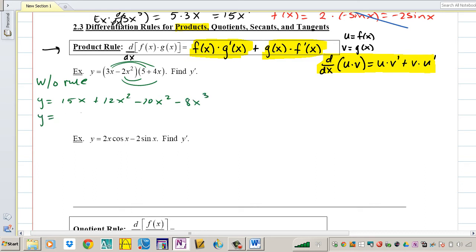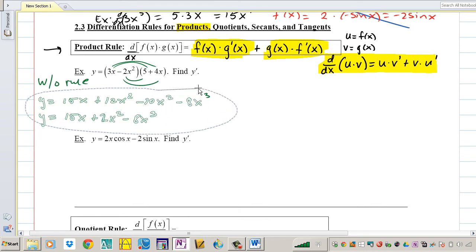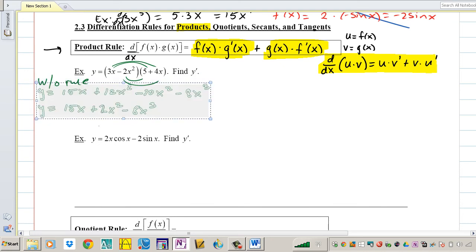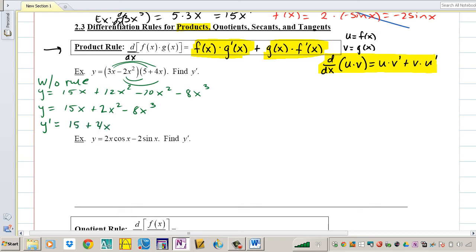And then cleaning this up a little bit, it's 15x plus 2x squared minus 8x cubed. And finally, if I want to take the derivative now, it's going to be 15 plus 4x and then minus 24x squared.